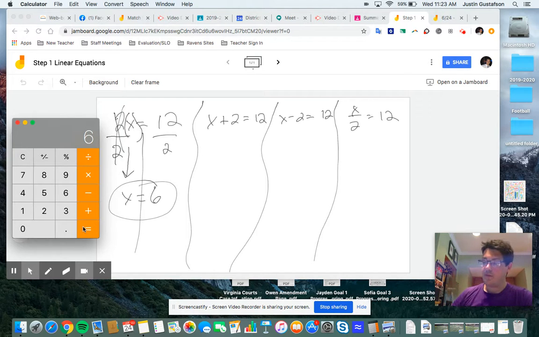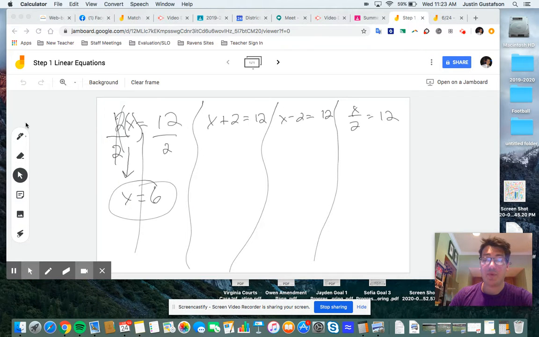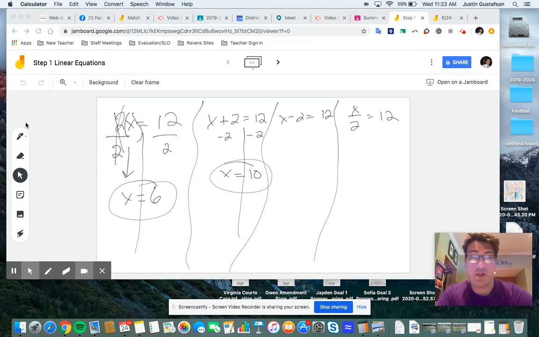Okay. Number 2, x plus 2 equals 12. Well, I see a plus sign, so I know it's an addition. So now I know I have to do the opposite of addition, which is subtraction, okay? So I'm going to subtract 2 from both sides. 12 minus 2 is 10. So x will equal 10. Okay? Again, if you're confused there, please rewind the video.